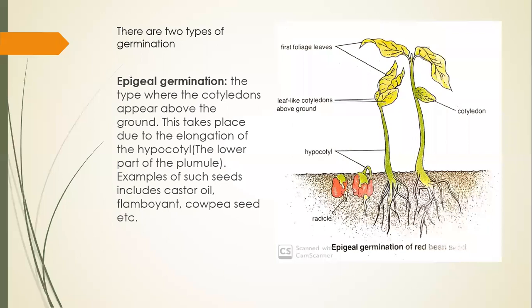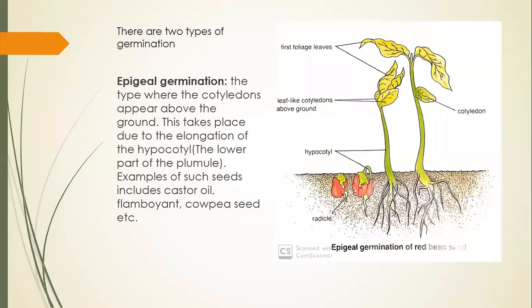Now, if you remember when we were talking about cotyledon, we established that on the growth of a seed, there are three things that go out of the embryo of a seed. One, you have the embryonic shoot, that is the plumule. Two, embryonic root, that is the radicle. And three, one or two cotyledons. The cotyledons are the seed leaves. The radicle forms the root system. Then the plumule forms the shoot system of the plant.